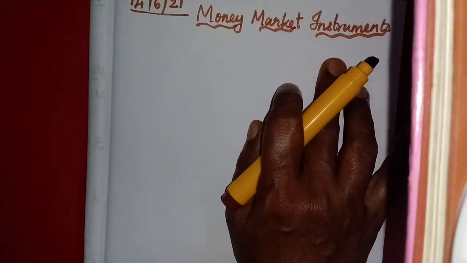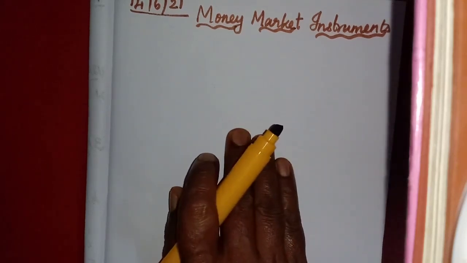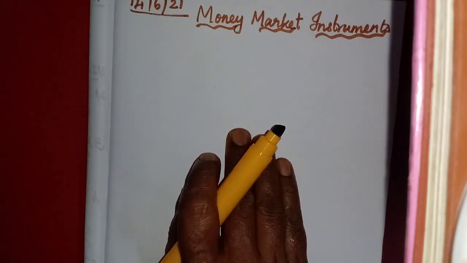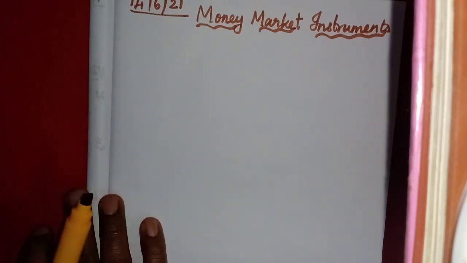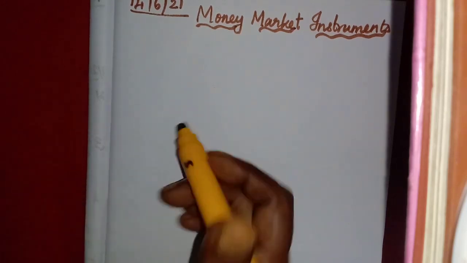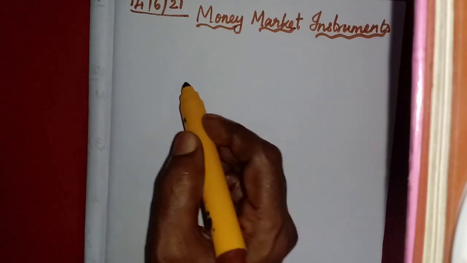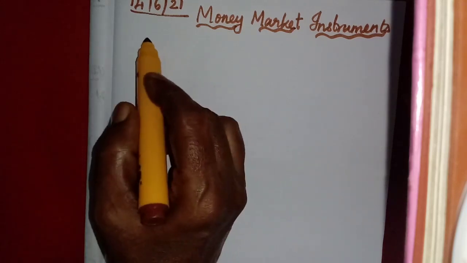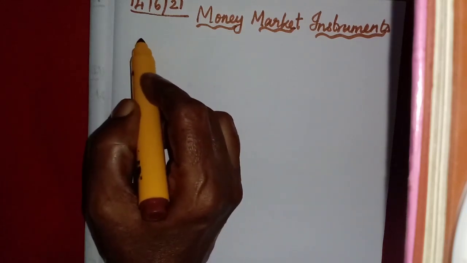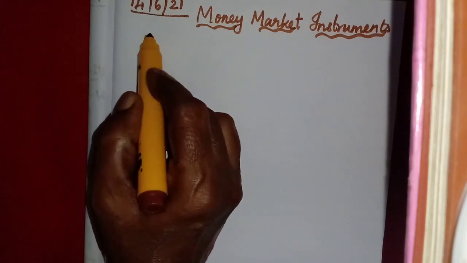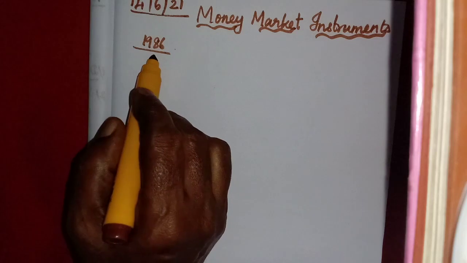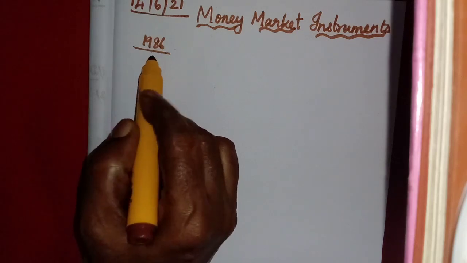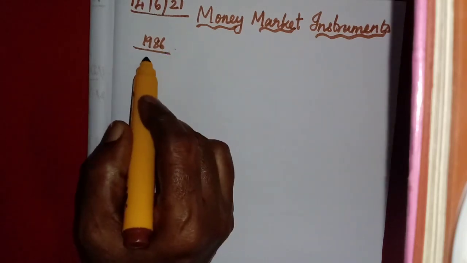We have learned already commercial paper, then treasury bills, certificate of deposits, isn't it? So some other instruments are also available in the money market instruments. So it is divided into three on the basis of time. Up to 1986, that means till 1986, we had some money market instruments.